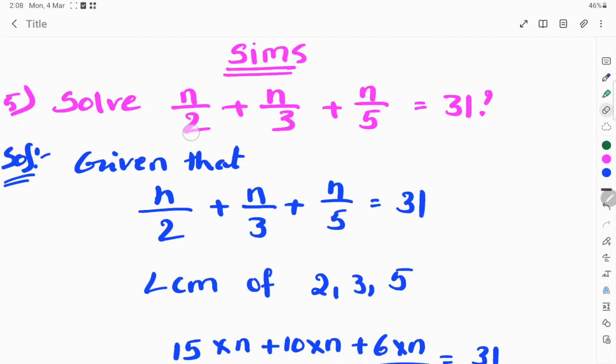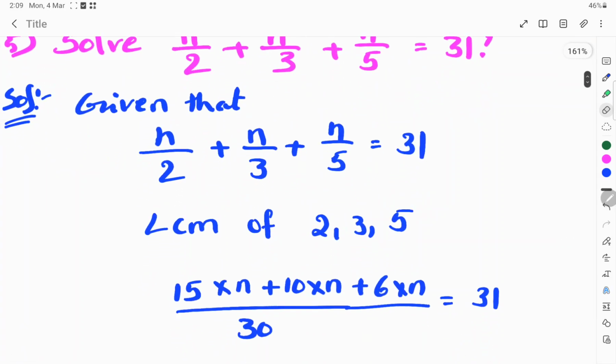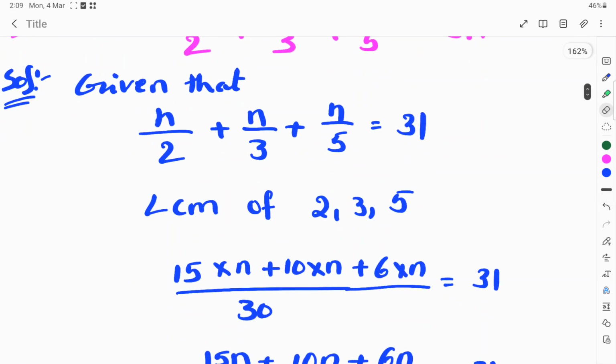Solve n by 2 plus n by 3 plus n by 5 is equal to 31. First solution: given n by 2 plus n by 3 plus n by 5 is equal to 31. First you find the LCM of 2, 3, 5.